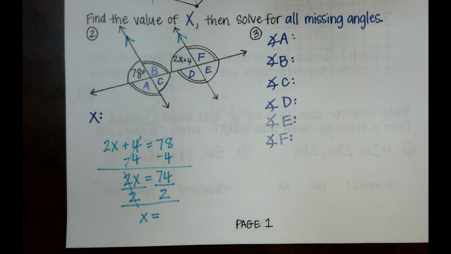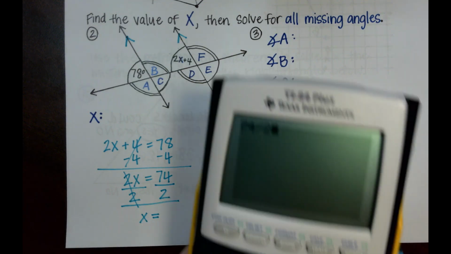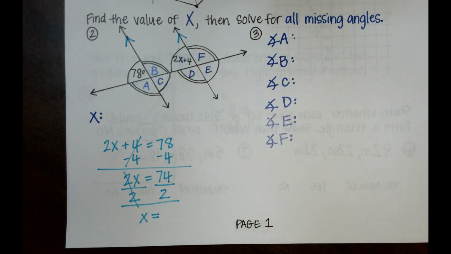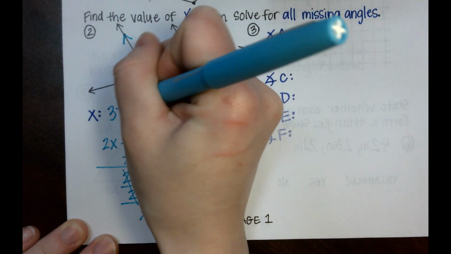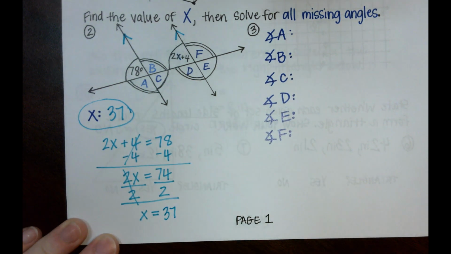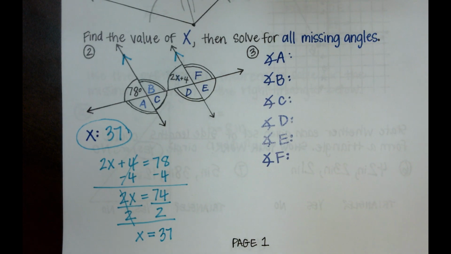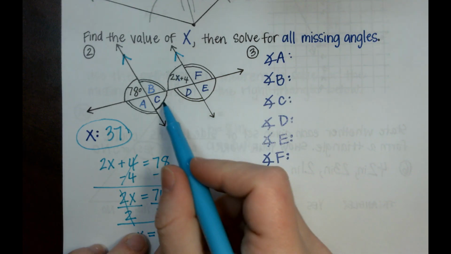Let's see. Yep, calculator time. 37. Perfect. So x is 37. Perfect, perfect. Okay, so now how are we going to find all of these missing angles? First, doesn't C equal 78 as well?